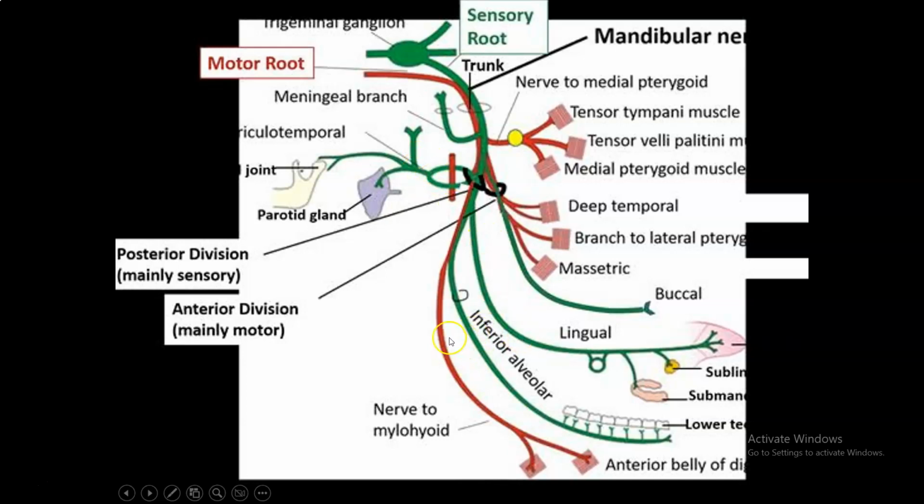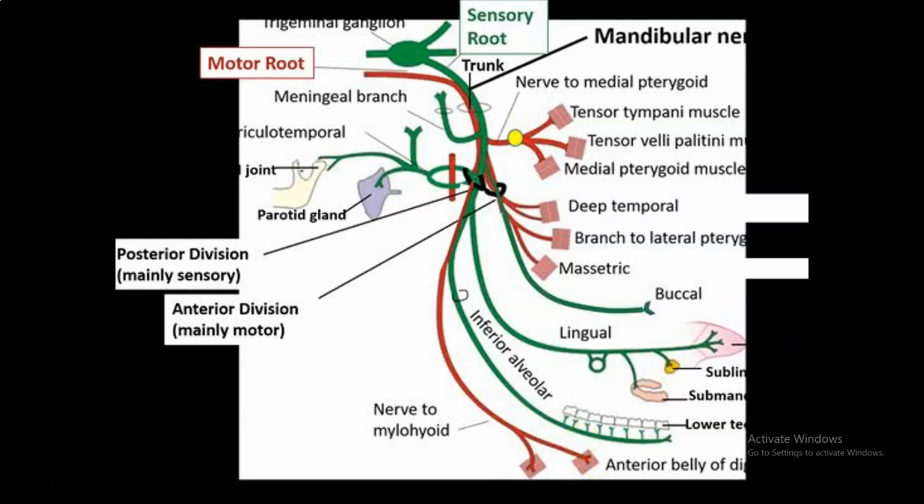And it contains a less important motor branch, which is the nerve to the mylohyoid muscle, passing in a groove in the medial wall of the mandible, if you remember, and through the mandibular foramen, supplying the anterior belly of digastric and the mylohyoid. So the anterior belly of digastric is supplied by V3, and the posterior belly of digastric by the facial nerve.